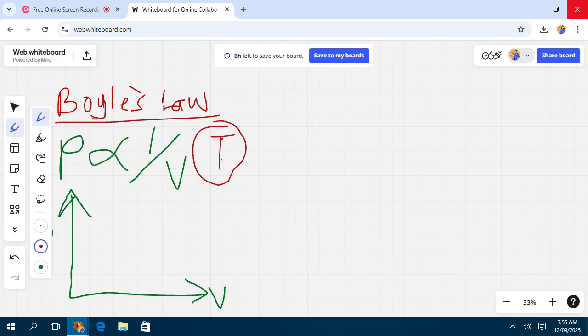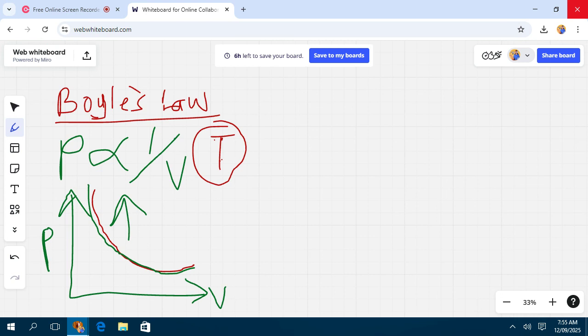which should be showing that an increase in pressure leads to a corresponding decrease in volume. From this point, you are increasing pressure, that is pressure is increasing, but the volume is decreasing.